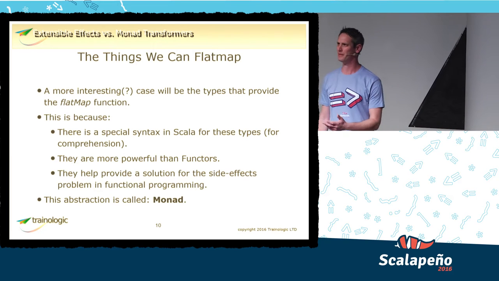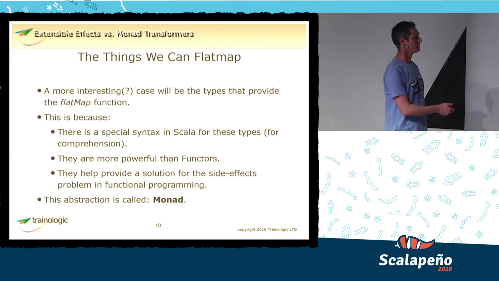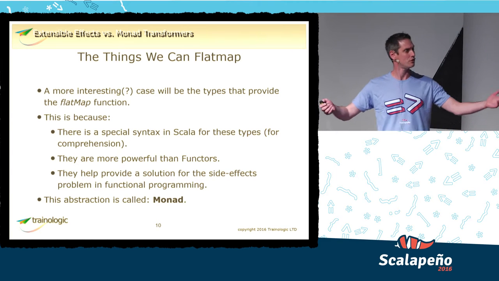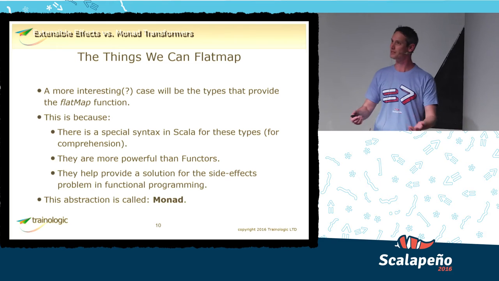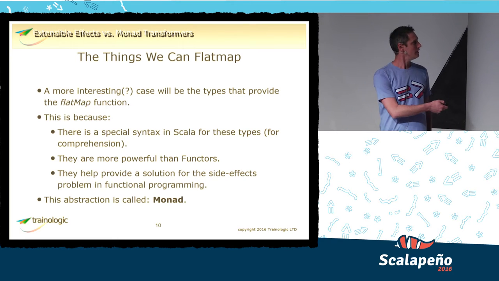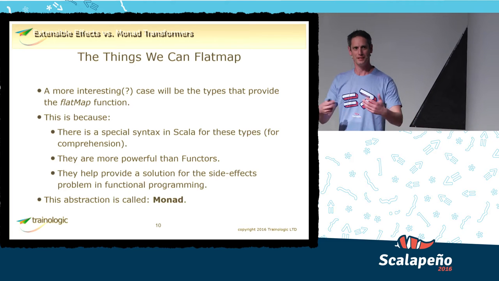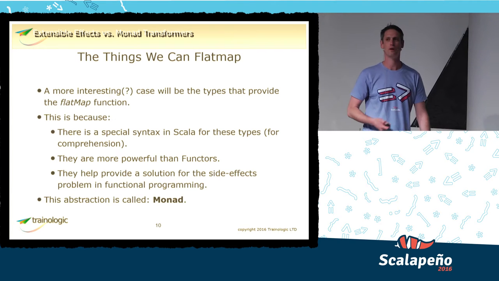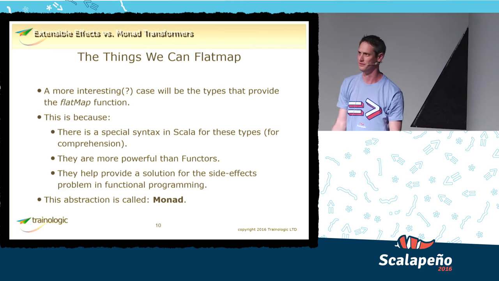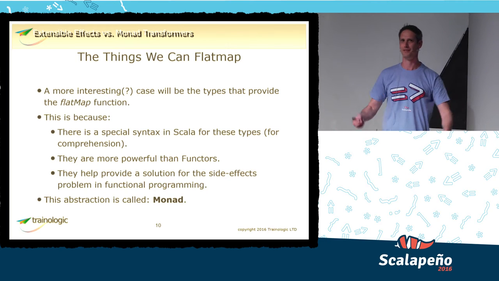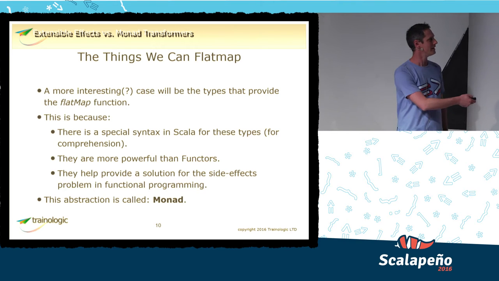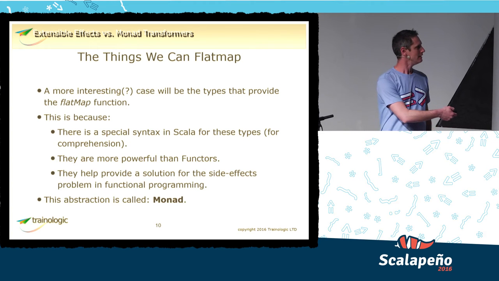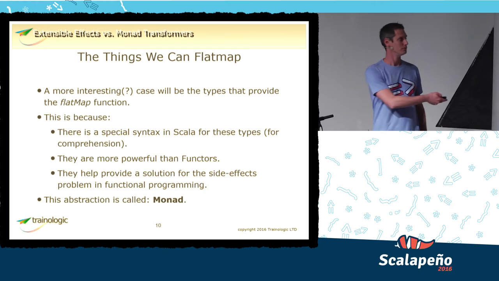Okay? Why is flat map more important? Because there is a special syntax in Scala for flat mapping. There are for comprehensions. We love for comprehensions over futures, over options, over traversables. It's very nice. We'll see it in a minute. They are more powerful than functors. I can do more things with flat map and map and the other stuff. And if we are talking about functional programming without using side effects and the very, very important stuff that I gain, infinite scalability of code, then monads provide me the solution to encapsulate the side effects and bring them out of the code. And the abstraction is called monad, and we are going to look into it.